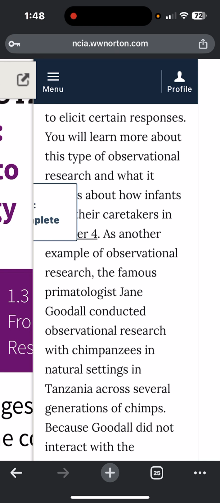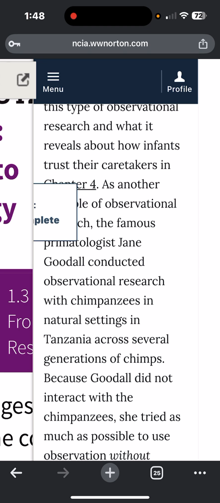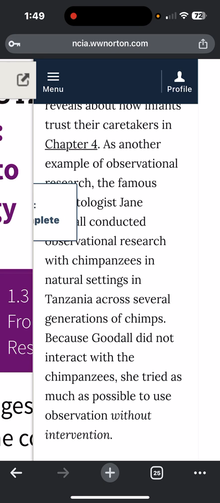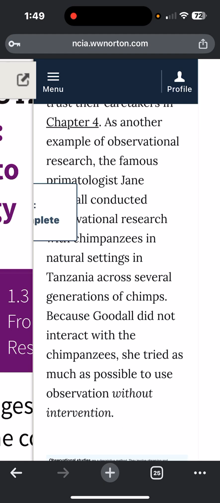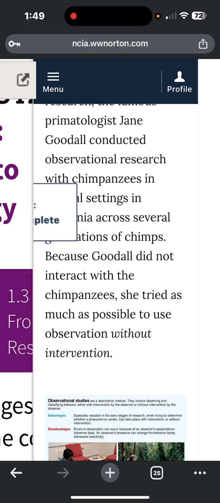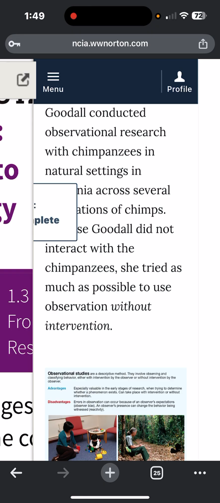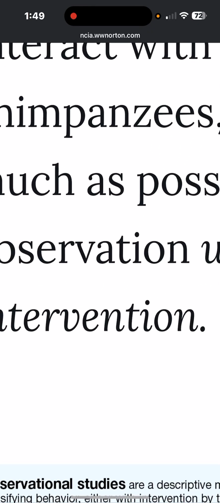Another example of observational research from the famous primatologist Jane Goodall, who conducted observational research with chimpanzees in a natural setting in Tanzania across several generations of chimps. Goodall did not interact with the chimpanzees. She tried as much as possible to use observation without intervention.